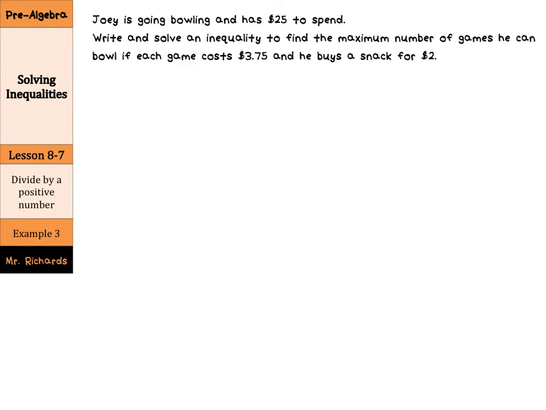Now, can we do this in a word problem? Joey is going bowling and has $25 to spend. Write and solve an inequality to find the maximum number of games he can bowl if each game costs $3.75 and he buys his snack for $2. Well, let's write and solve this inequality first, but before we do that, what is our variable? What are we looking for? Well, we're looking for the number of games he can play. So if we say g is going to be equal to the number of games, we can then set up our inequality.